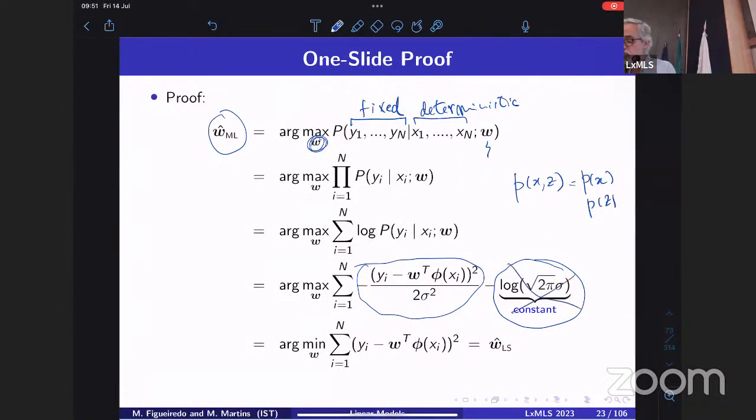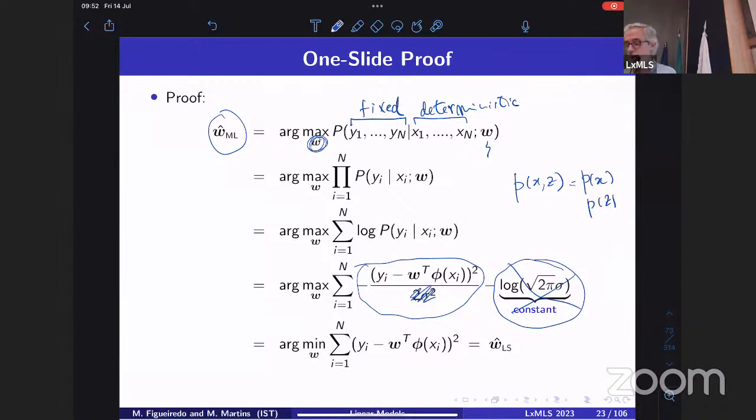And now, since you're maximizing, this 2 over sigma squared doesn't change anything because it's just a scale factor that does not depend on W, so you can also ignore this part. And you end up with what we had started with, which is the least squares criterion, a sum across all the data points of the square of the error between the observation and the prediction. And that's what we called the least square solution. So least square solution and maximum likelihood estimate, assuming that the noise is Gaussian, are the same, okay?